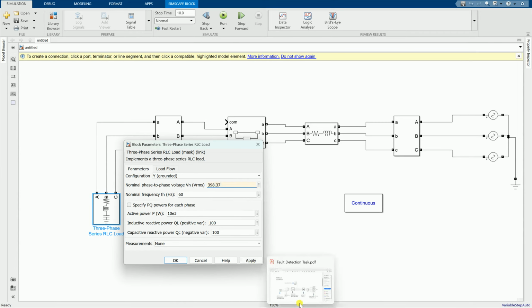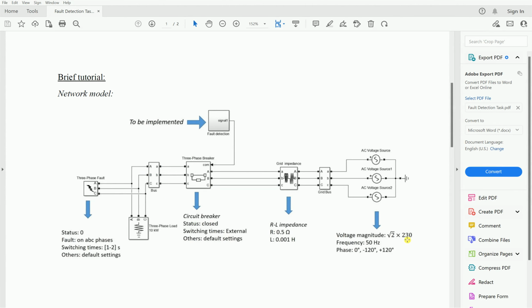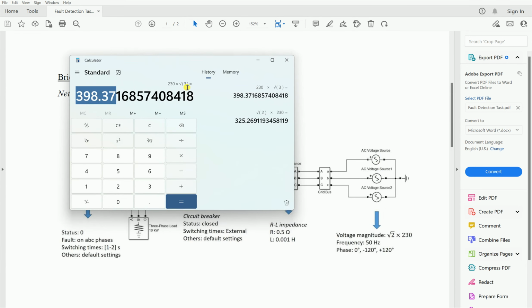So this 230 represents what? It represents the root mean square, or phase RMS, value. If we need line to line, we take this value and multiply it by root 3, as we just did here.